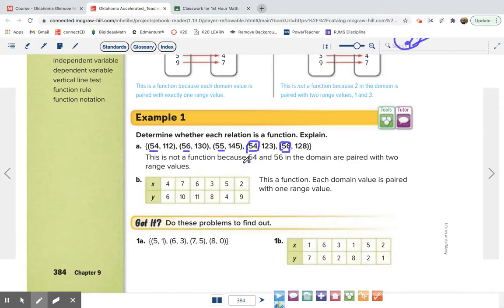Okay. Then on example B, we have a table. They give us x on top, y on bottom. So again, when we're just determining if something's a function, we only look at our x values. So I have 4, 7, 6, 3, 5, 2. None of them were repeating. They were all different numbers. So this is a function. And you would just say each domain is paired with one range, or each x value is paired with one y value. Okay, so I want you to try A and B, and then I'll go over it with you.